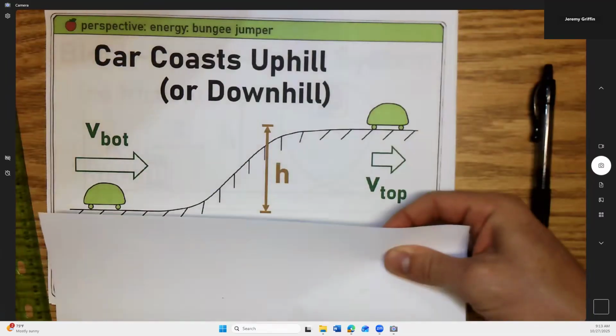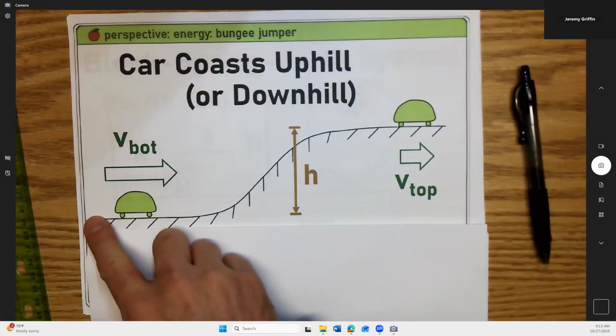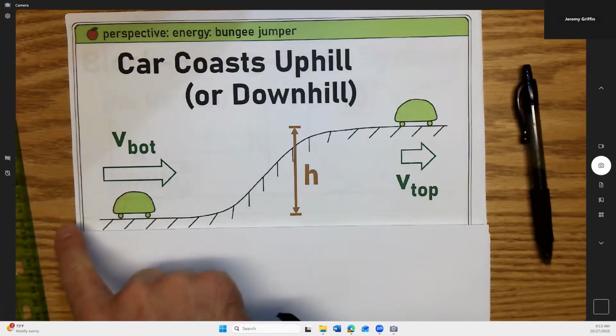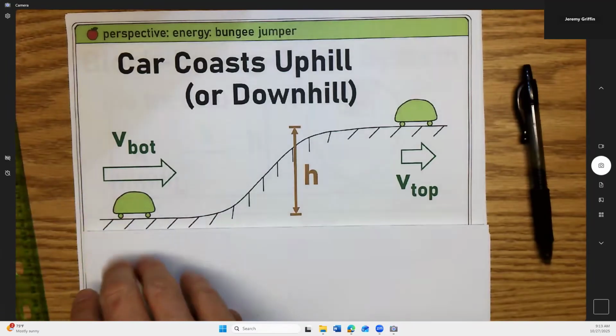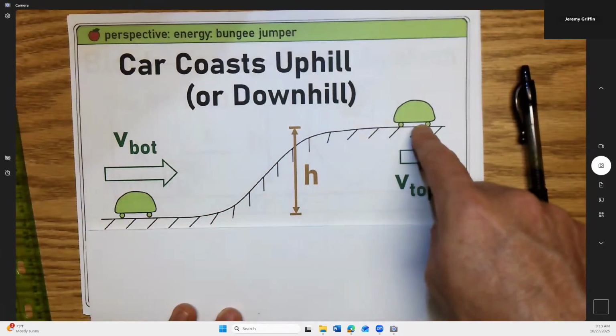How about a car coasts uphill? Well, yeah, let's do uphill. You know that diverging diamond that goes over I-95? Suppose you're driving at some speed. You take your foot off the gas pedal and let your car just coast up that hill. You still have some speed at the top of the hill.